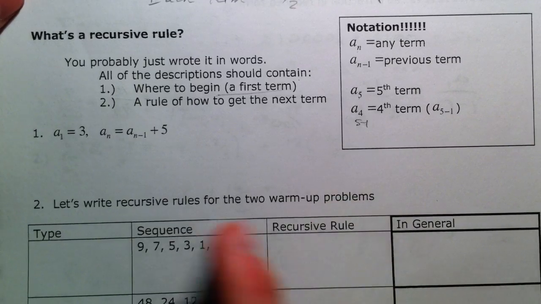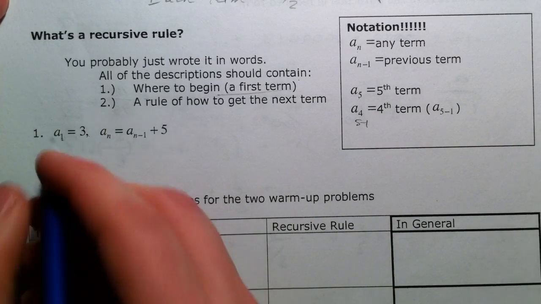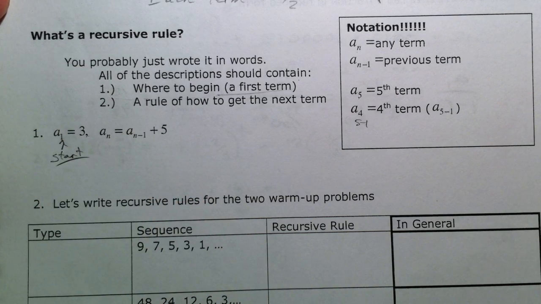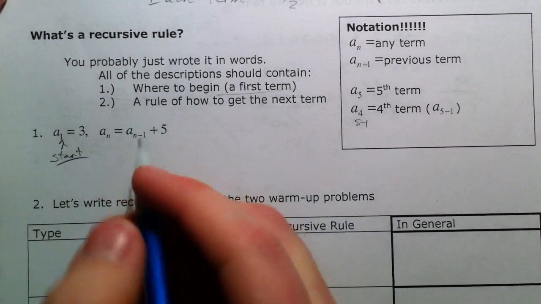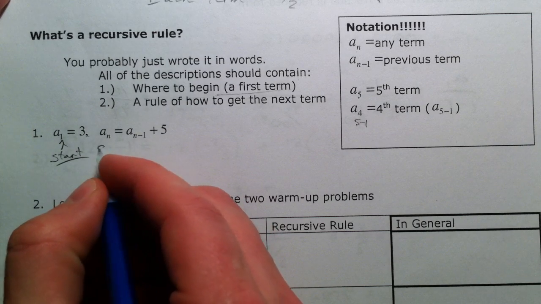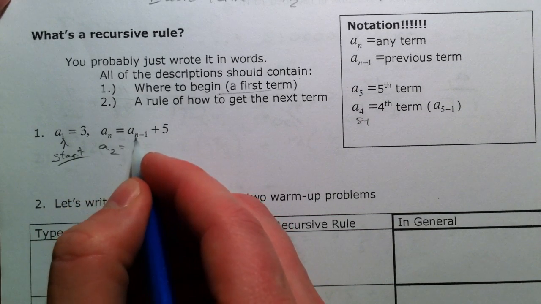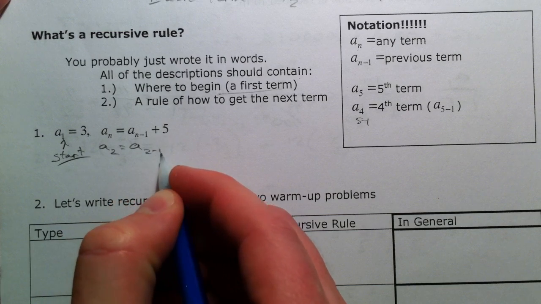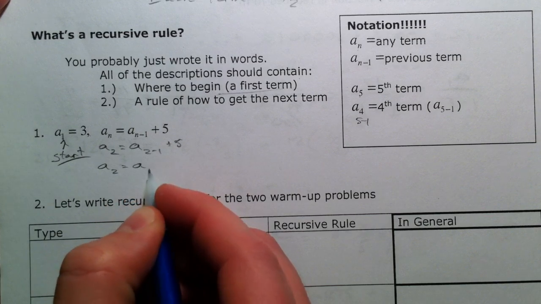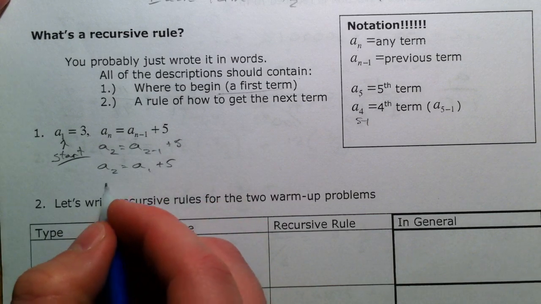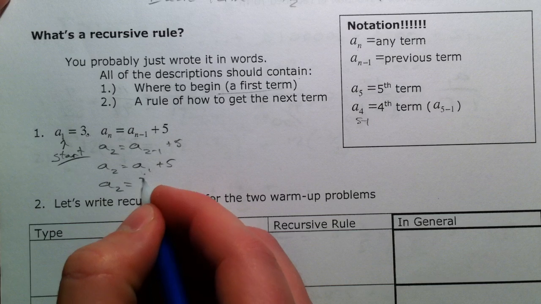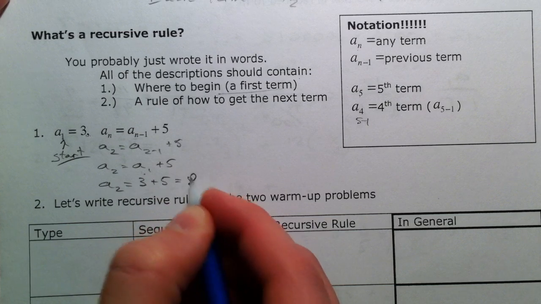So here's what they look like. A sub 1 equals 3, so that's the start. Where to begin? That's your first term. Sometimes it gives you your 0. It doesn't matter all that much. A sub n equals, so to find a sub 2, I'm going to use the previous term, a sub 2 minus 1, plus 5. A sub 2 equals a sub 1 plus 5. A sub 1 I know, because it's 3. 3 plus 5, so a sub 2 is 8.